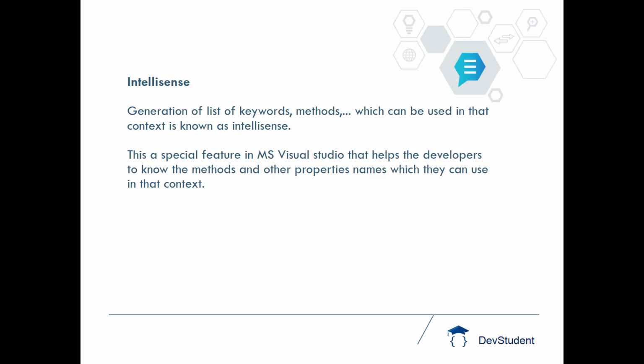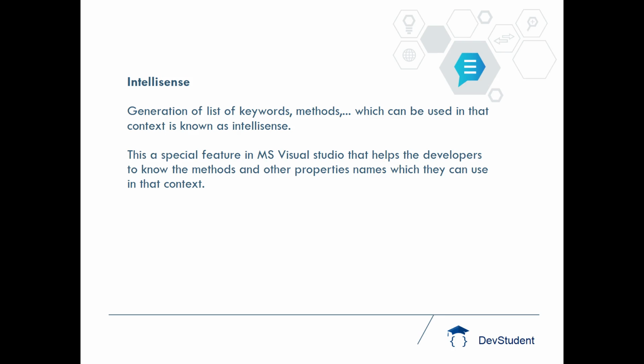This is a special feature in Visual Studio that helps the developers to know the methods and other property names which can be used in that context, so that it will make it easy for you. Without remembering all the method names and property names, you can still use them because we have a feature called IntelliSense. This helps the developer to code better.